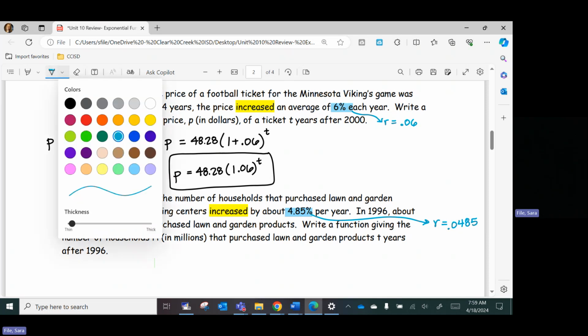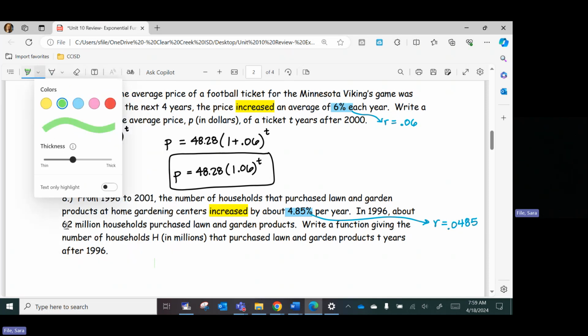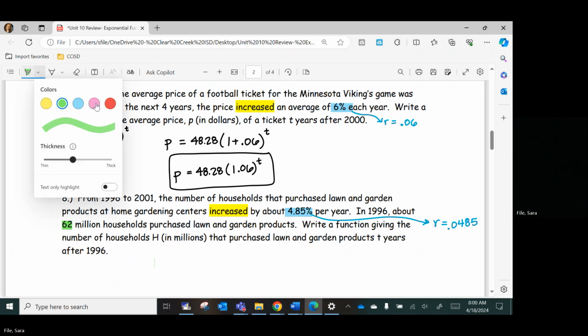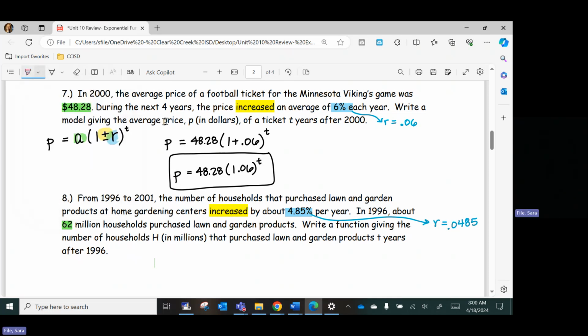Okay, so we've got our R, then our initial number here was 62 million. Now I'm just going to plug in 62 because up here they told us the price P in dollars. Here they tell us the number of households H in millions. So the millions is going to be understood. We're not going to put 62 and then all those zeros. We're just going to put 62 and understand that the answer that we get when it comes out is millions. Okay, let's see. I guess we're ready. I think that's everything.